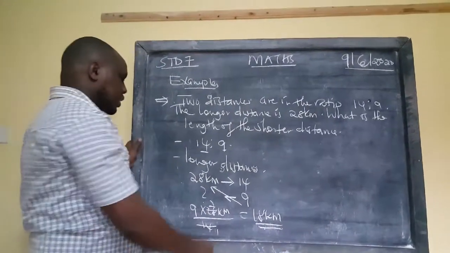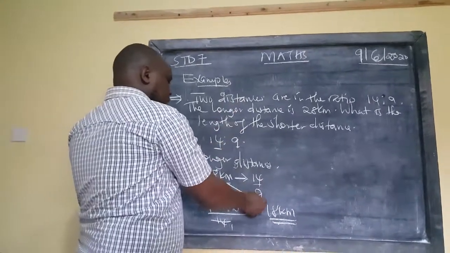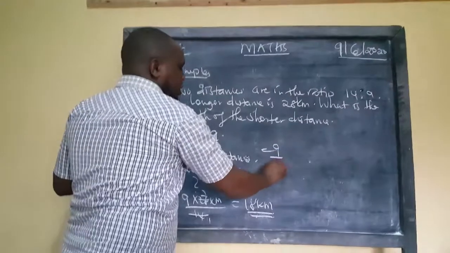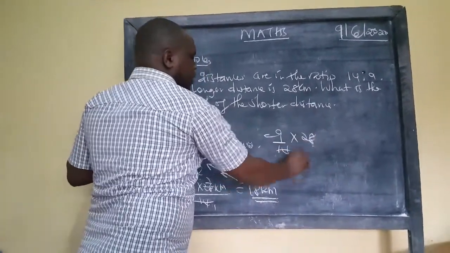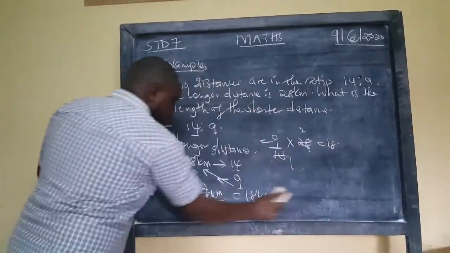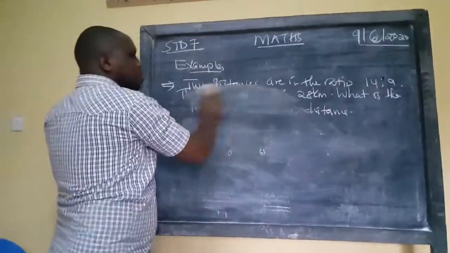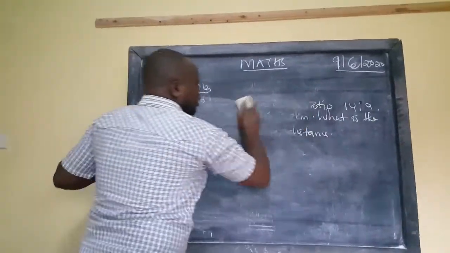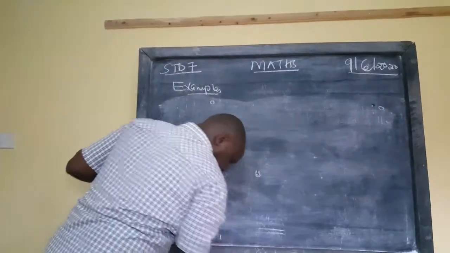Simply, if this is the bigger ratio, the smaller distance is 9 over 14 times the bigger distance, which will give you 18. So if you ask for the smaller distance, you pick the smaller ratio over the bigger ratio. Let me do another one.